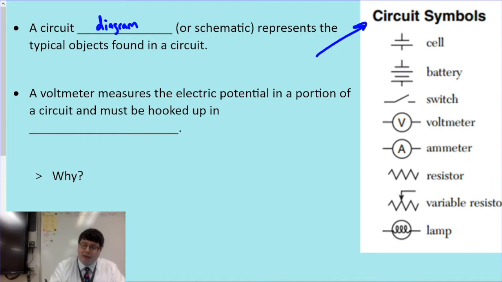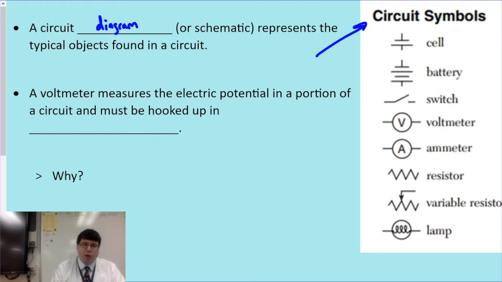And if you look in your reference tables, there's an entire list of different symbols that we're going to use to describe different circuits. So you've got cells, you've got a battery, which is made up of multiple cells, switches, voltmeters, ammeters, resistors, variable resistors, and lamps. And of course many more, but we're not going to talk about much more than these ones here.